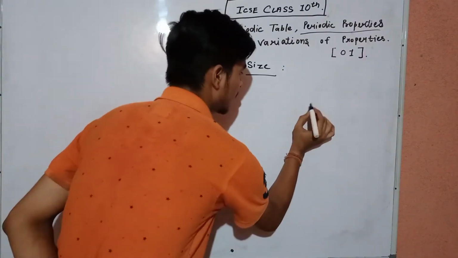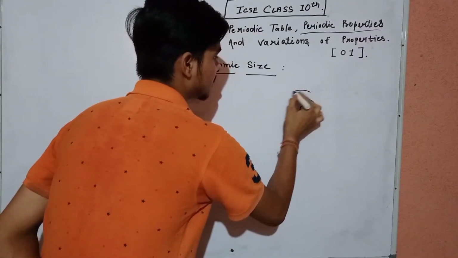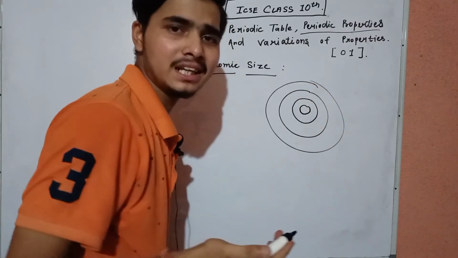Suppose I draw an atom. The atom has a nucleus, you all know, and different shells, K, L, M, which we used to draw in class 7, 8, I hope.